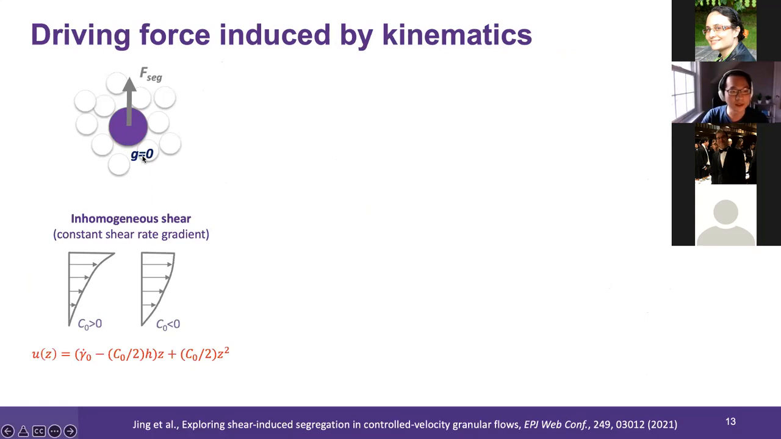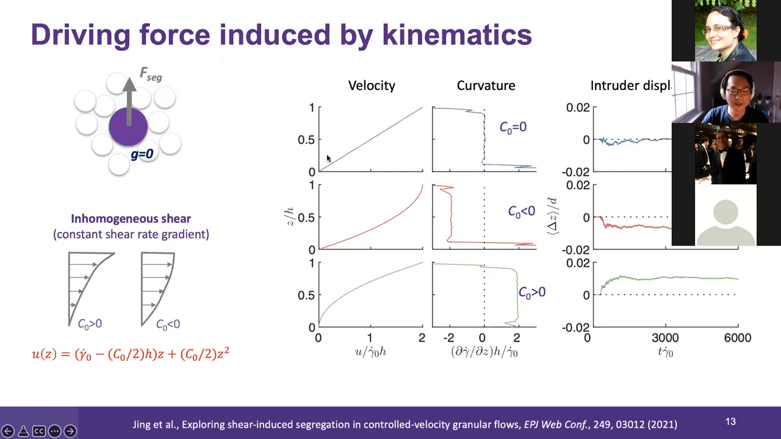In this case, we turn off gravity completely, and then we change the shear profile from linear to nonlinear, and we have positive and negative curvature. And then here is the result. This is the velocity profile when it is linear, and this is curvature smaller than 0, and greater than 0. And we can see if it's a linear velocity profile, the intruder displacement is pretty much at 0. So there's no net movement for the intruder.